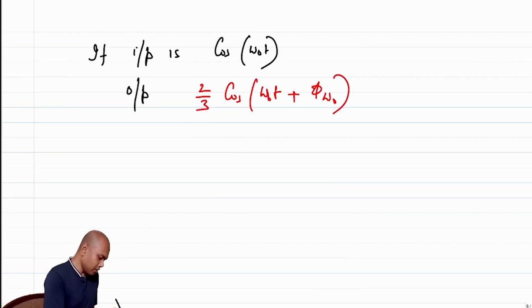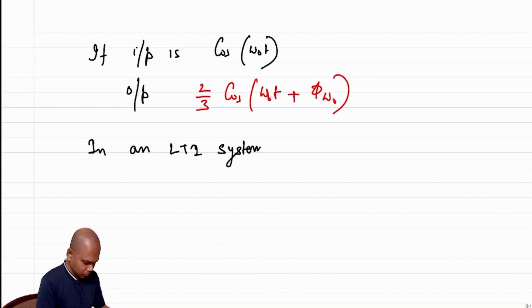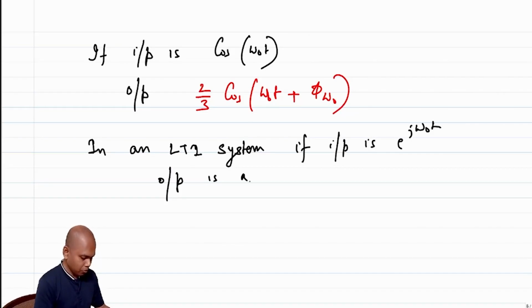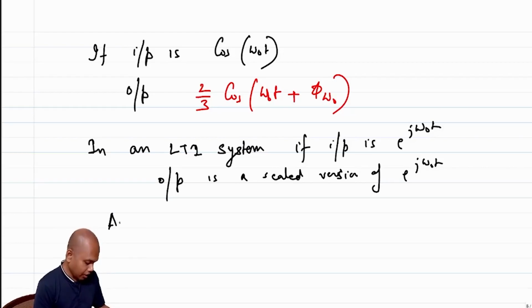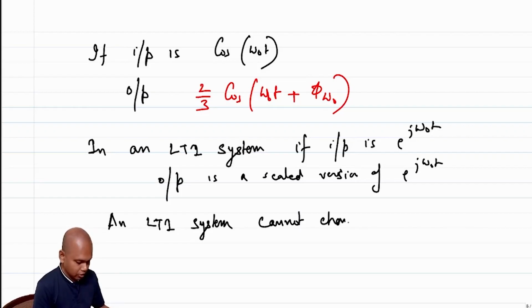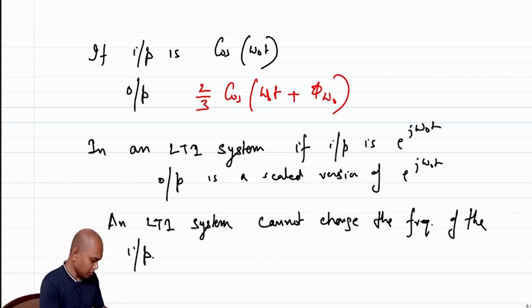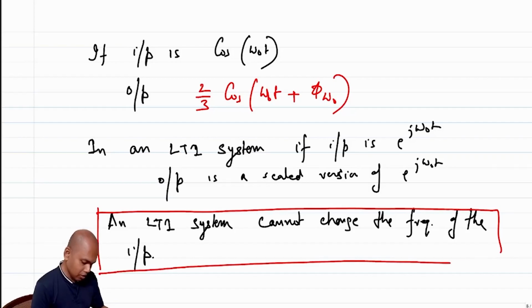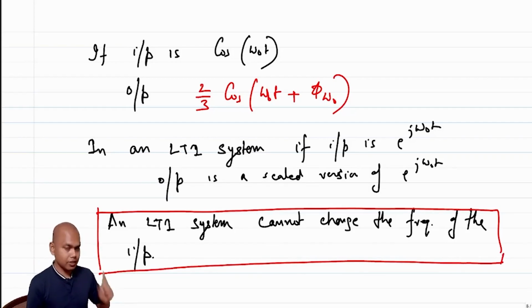Okay, so what are the key takeaways? The key takeaway till now in this lecture is that in an LTI system, if the input is e to the power j omega naught t, the output is a scaled version of e to the power j omega naught t, which means the natural outcome is that an LTI system cannot change the frequency of the input, because the output is just a scaled and shifted version. The frequency doesn't change. Extremely important concept.